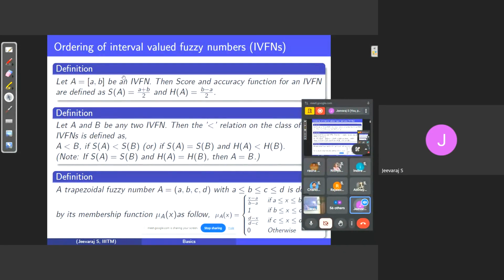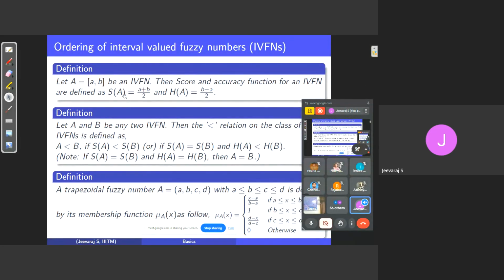So, we are given two closed intervals. Let us take the closed interval [0.3, 0.4] and another closed interval [0.1, 0.2]. One closed interval we name capital A, [0.3, 0.4]. Capital B is the closed interval [0.1, 0.2]. How are we going to say whether A is greater than B or B is greater than A? By means of one function, we are going to do that.